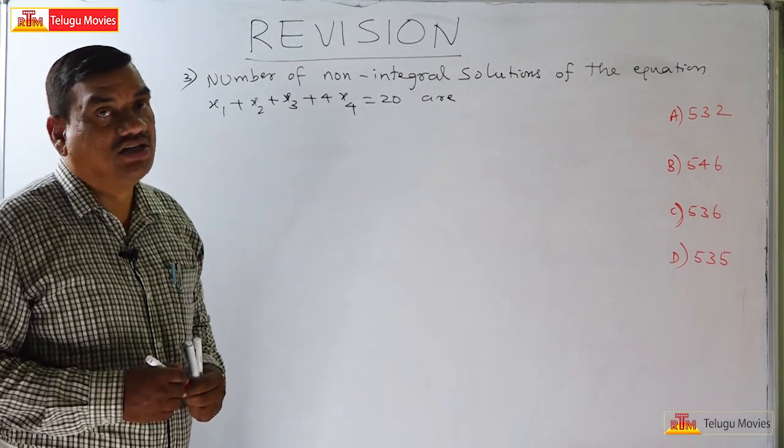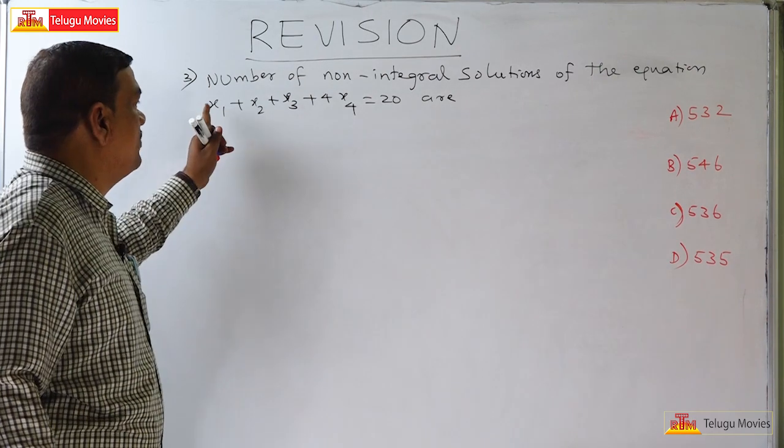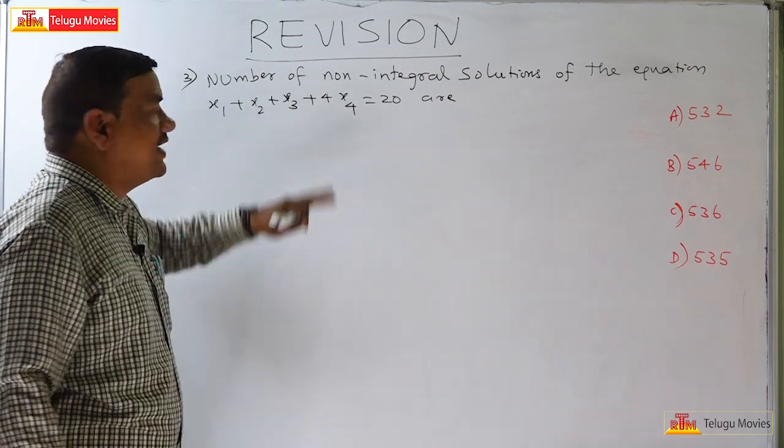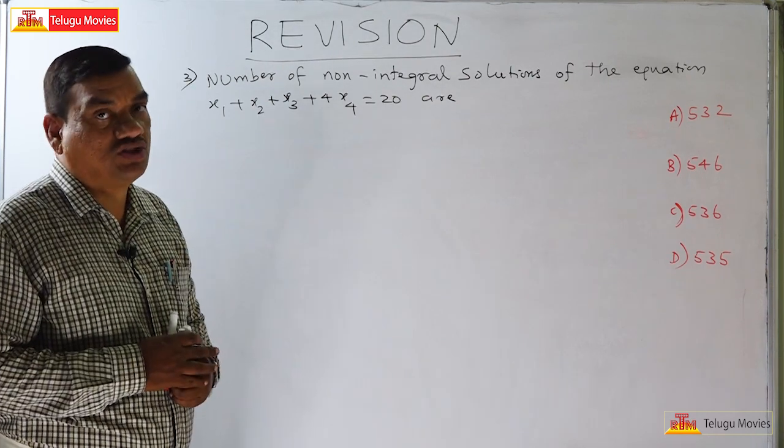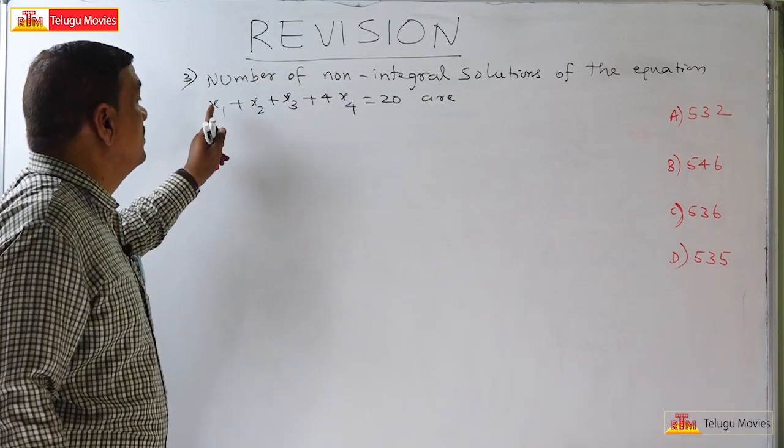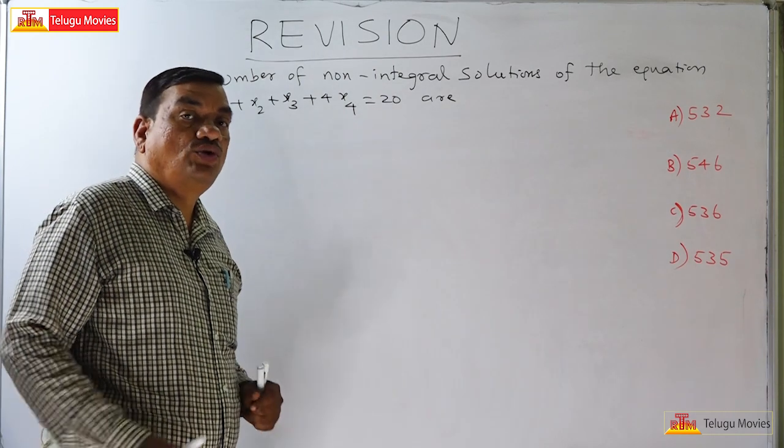Non-integral means not integers, so you should not keep 1, 2, 3 like that. You have to select fractional numbers such that the sum is equal to 20.